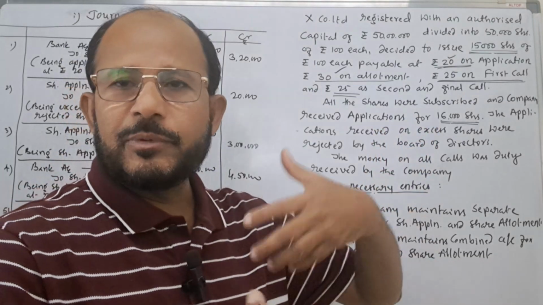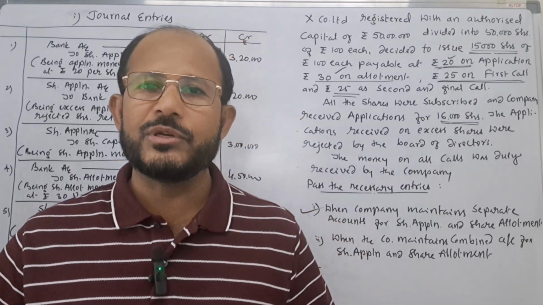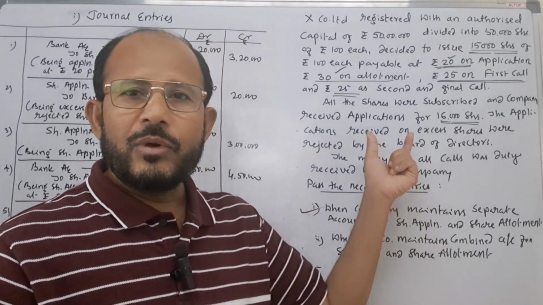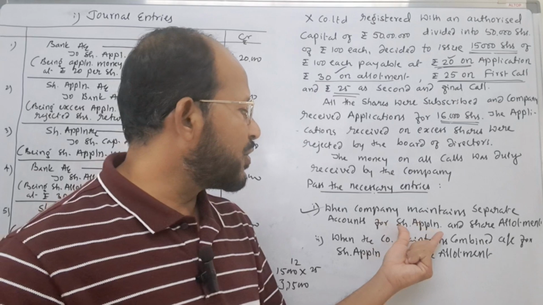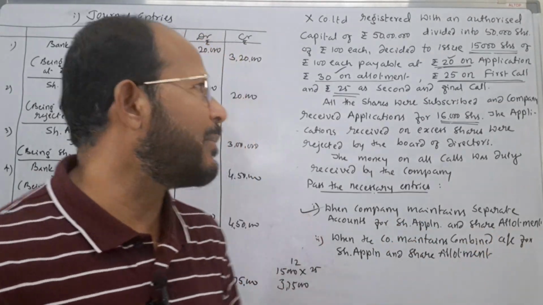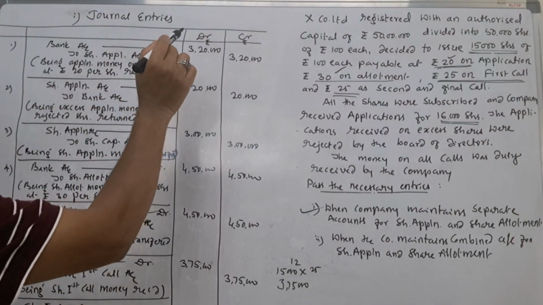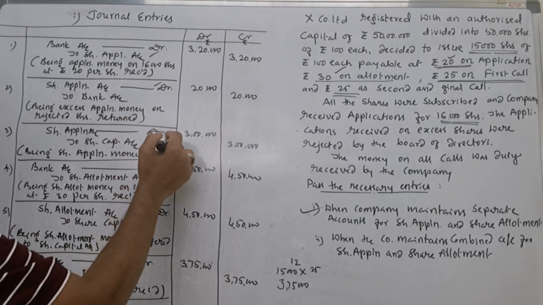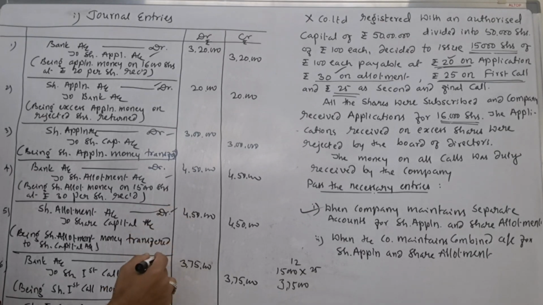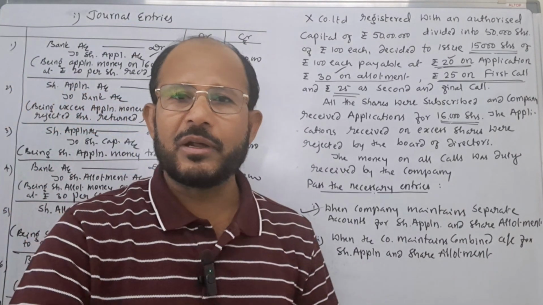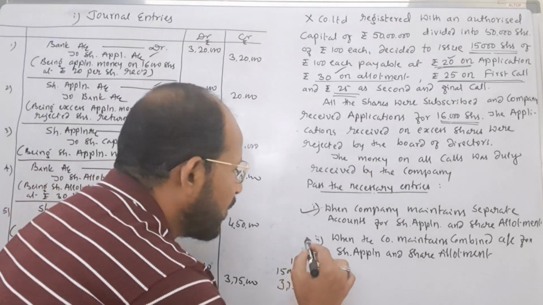And when that amount is transferred to share capital account, what journal entry is to be passed? Share second and final call account is to be debited and to share capital account. This is the way we have to pass the journal entries under the first situation, when the company maintains share application and share allotment accounts separately. You see here in the journal entries, share application account and share allotment account are both separate. Now we are going to follow the second one.